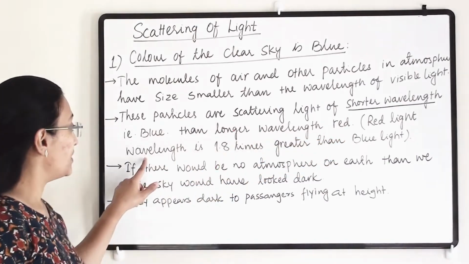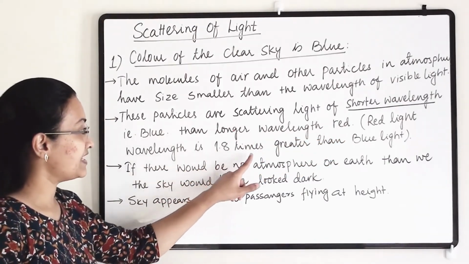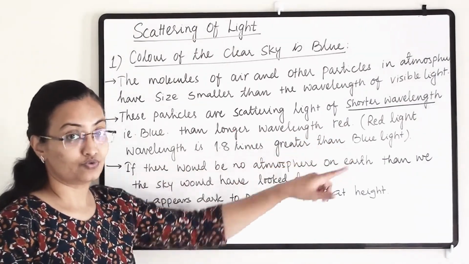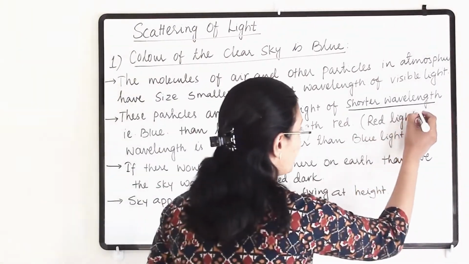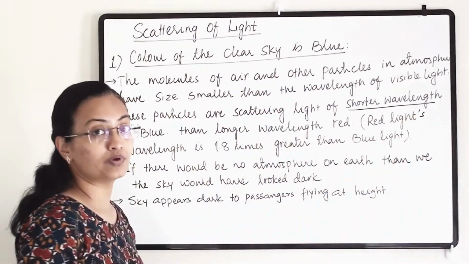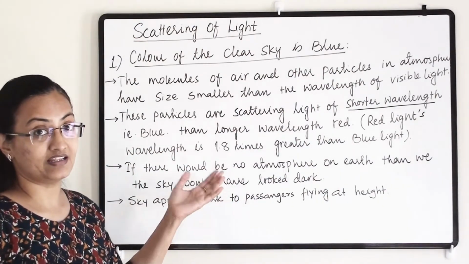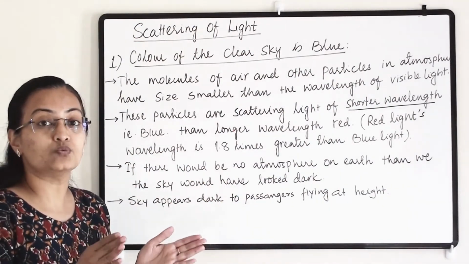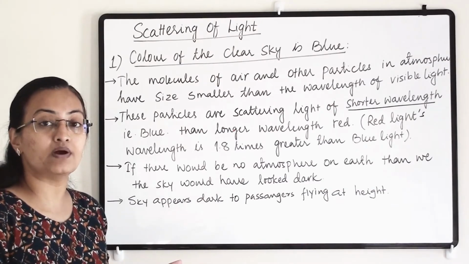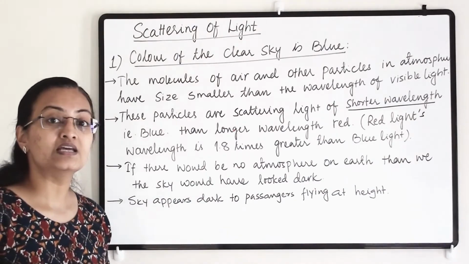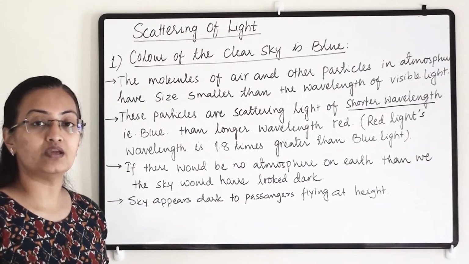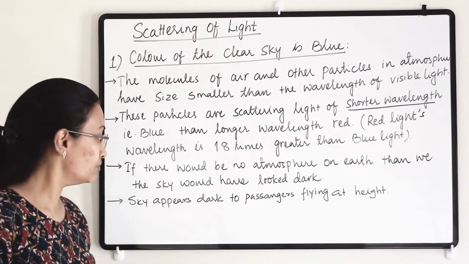Red light's wavelength is 1.8 times greater than the blue light. So red light's wavelength is more, and that's why the shorter wavelength we will be able to see in the sky is blue color light. This blue light will scatter through the atmospheric particles and reach us, and that's why we are able to see the sky as blue.